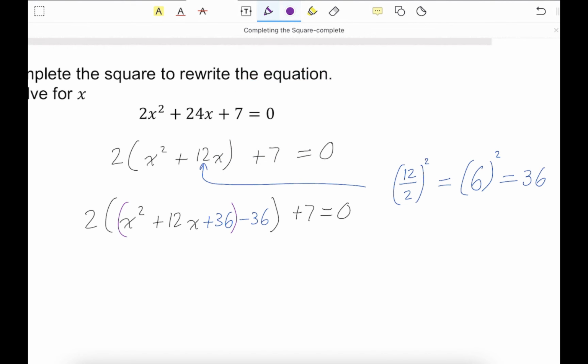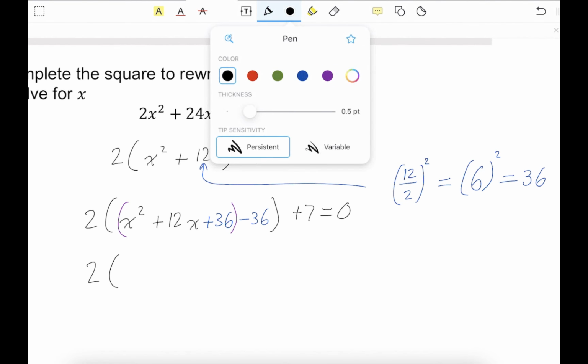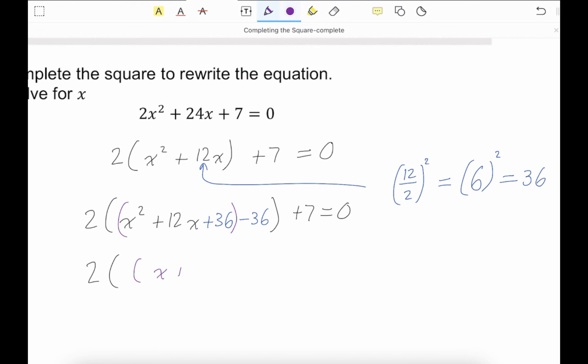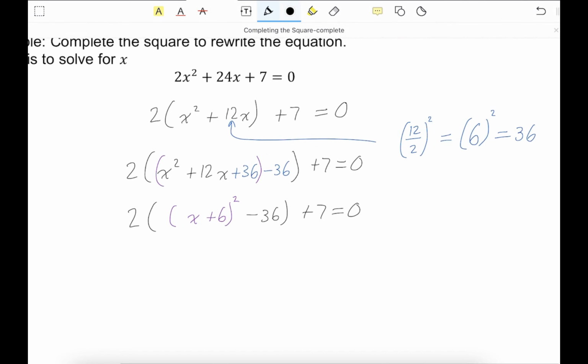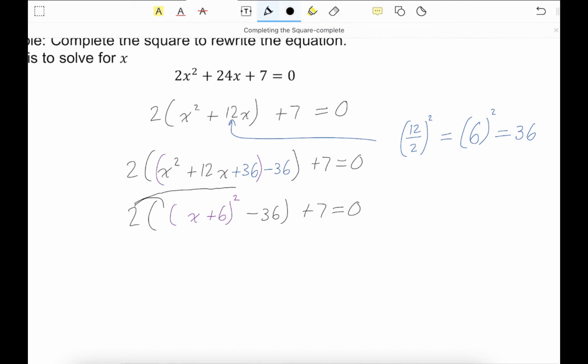Here I have something that can be factored. This is 2 times x plus 6 squared, minus 36 plus 7 equals 0. Now I'll distribute this 2. This gives me 2 times x plus 6, that whole thing squared, minus 36 times 2, which is 72, plus 7 equals 0.